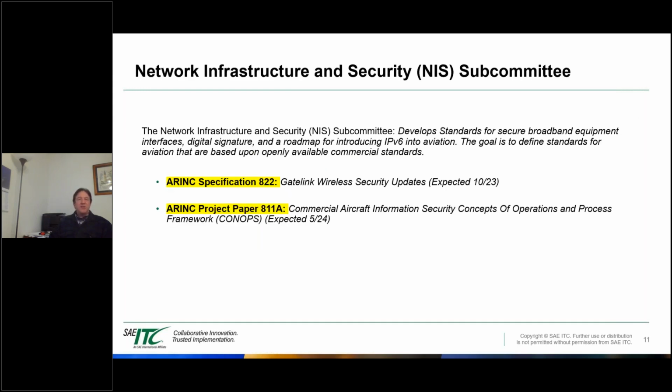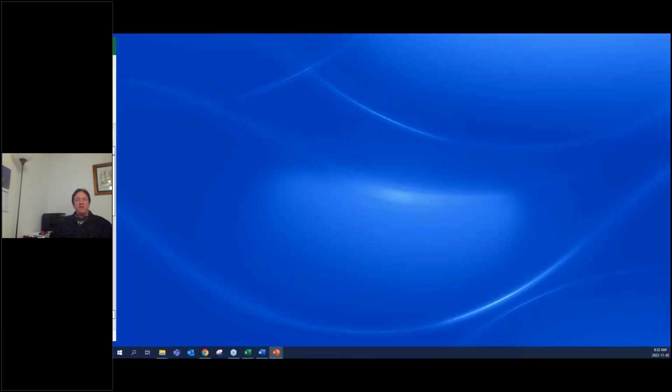The Network Infrastructure and Security, or NIS subcommittee, develops standards for secure broadband equipment interfaces, digital signature, and a roadmap for introducing IPv6 into aviation. There's 2 specs underway right there. 822 is Gatelink Wireless Security, and that's due in October of next year. And then project paper 811, that's underway, that's a new spec. That is due in May of next year. Next slide.